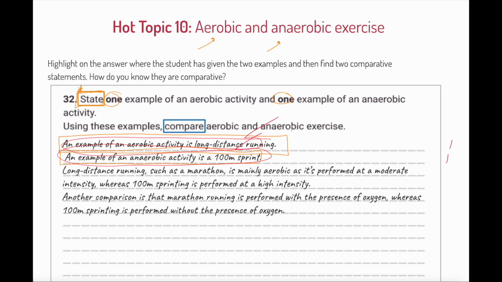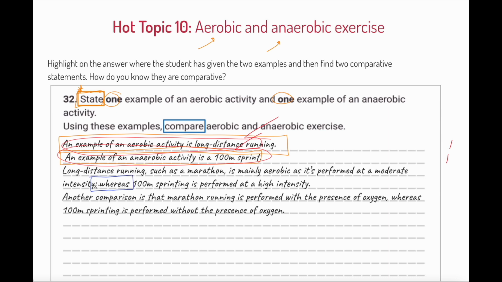Obviously we've got 2 marks here, but the second thing I have to do is, using these examples, compare the two types, and this is different. We've got to make comparative statements. So what I want to do here is use a kind of blue. Look what I'm going to note. I'll read it out to you. I'm going to highlight one part. Long distance running, such as a marathon, there's our example from above, is mainly aerobic as it's performed at a moderate intensity, comma space, whereas.